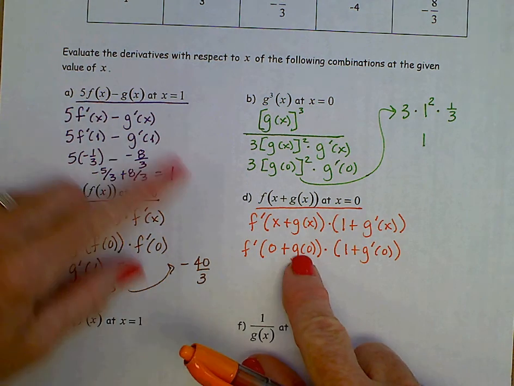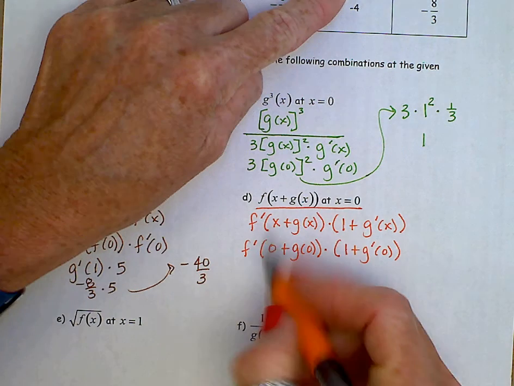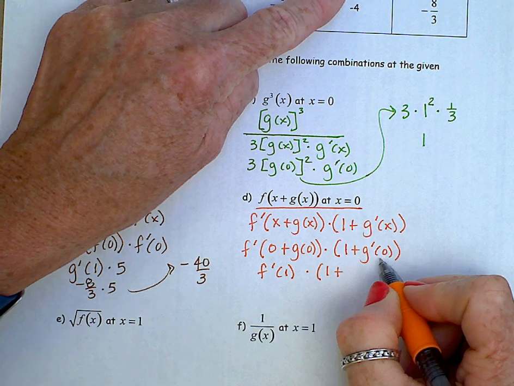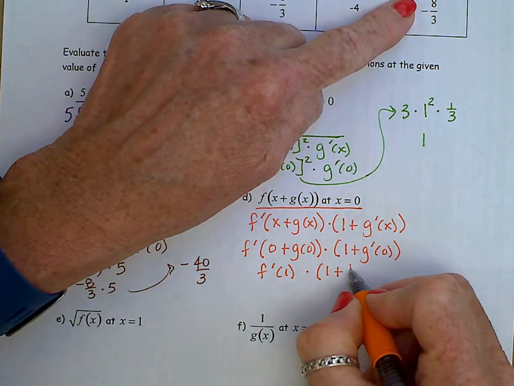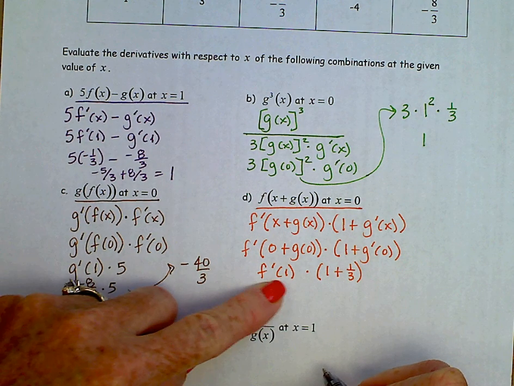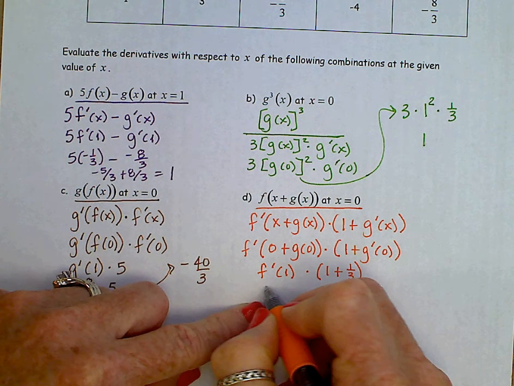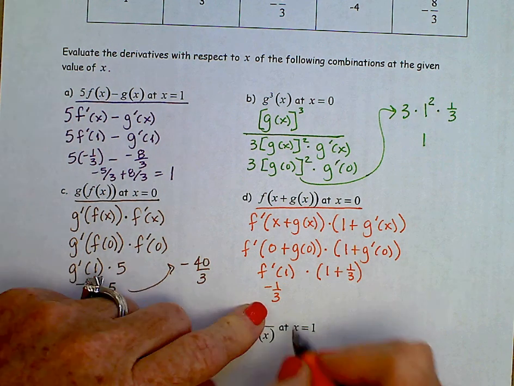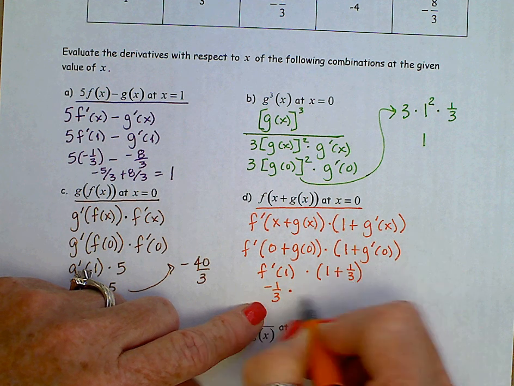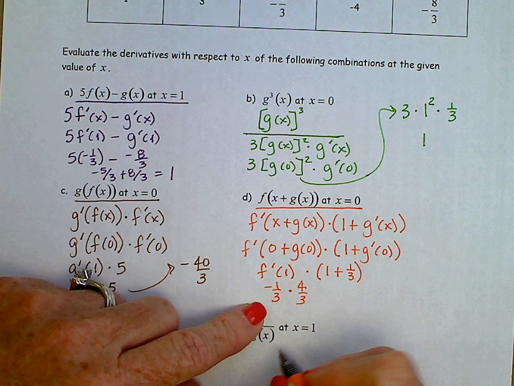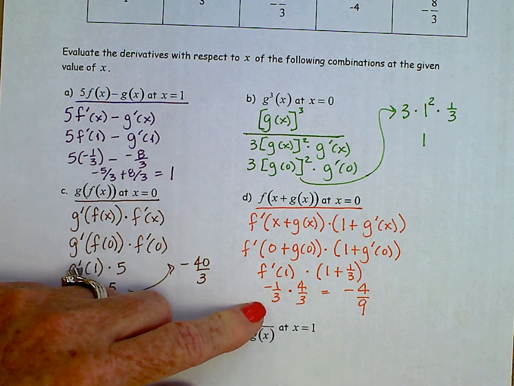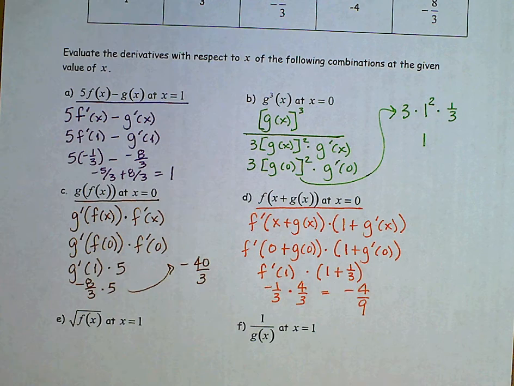0 plus 0 is 0. G of 0 is 1. So this is f prime of 1, times over here 1 plus g prime of 0, 1/3. And f prime at 1 is negative 1/3 times, nothing to read on the table here, we just need to figure out what 1 plus 1/3 is. 4/3, and multiply to get negative 4/9. All right.